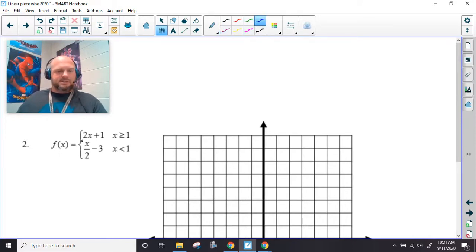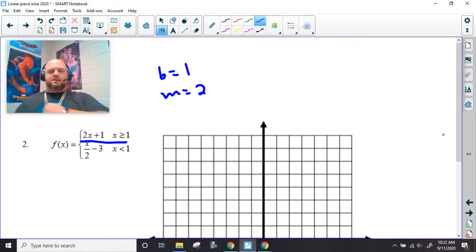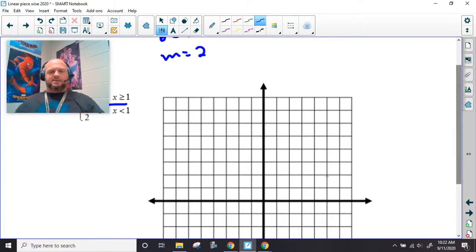All right, so let's do blue this time. So for my blue line, my b is going to be 1, my m is going to be 2. All right, so I'm going to go ahead and graph that. So I'm going to go to the 1, make a dot, up 1 over 2. And I'm going to go ahead and kind of keep going because I need to know things of that nature.